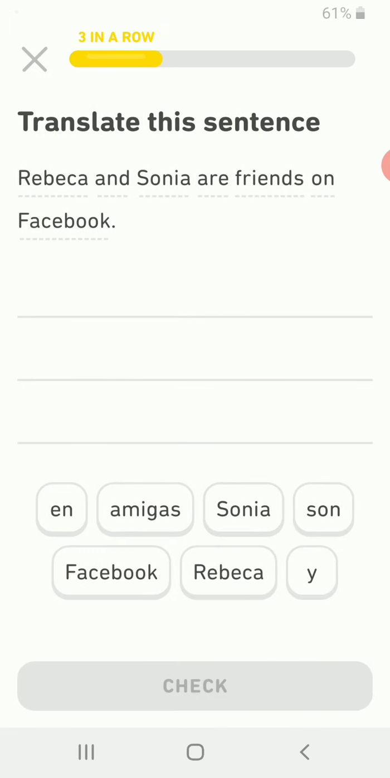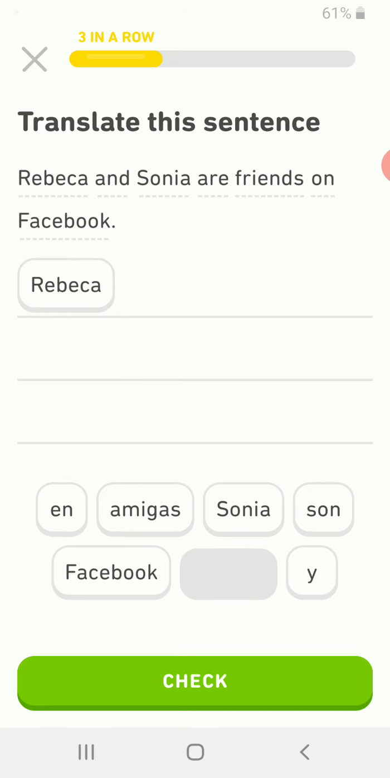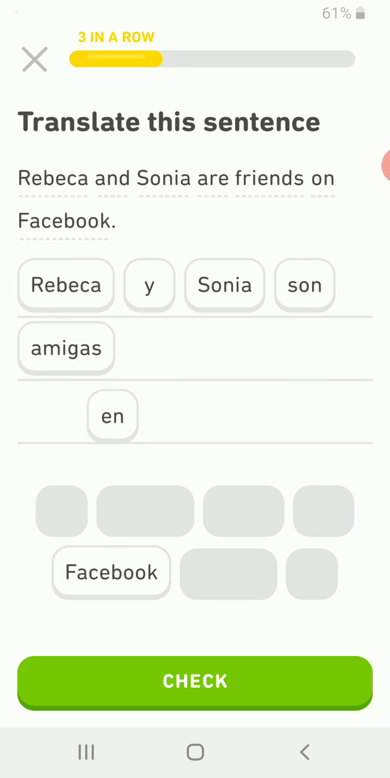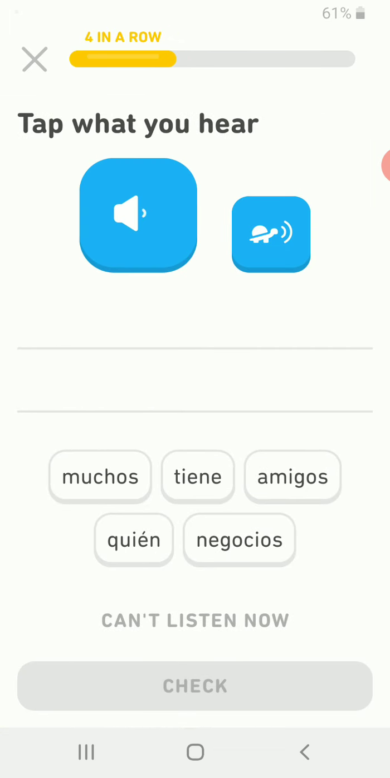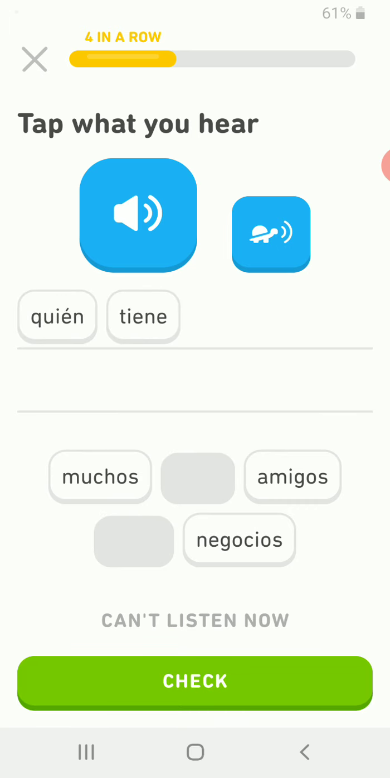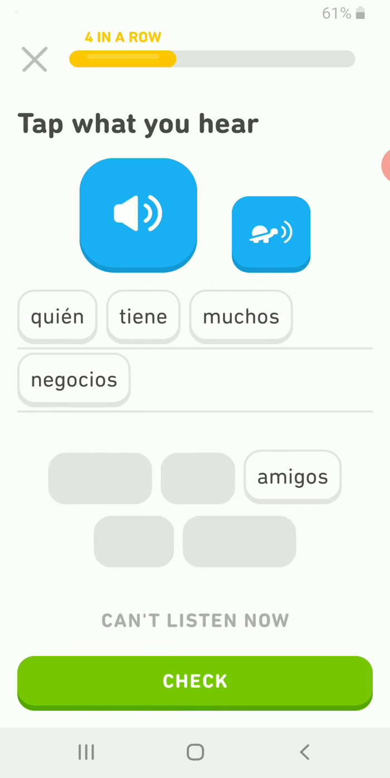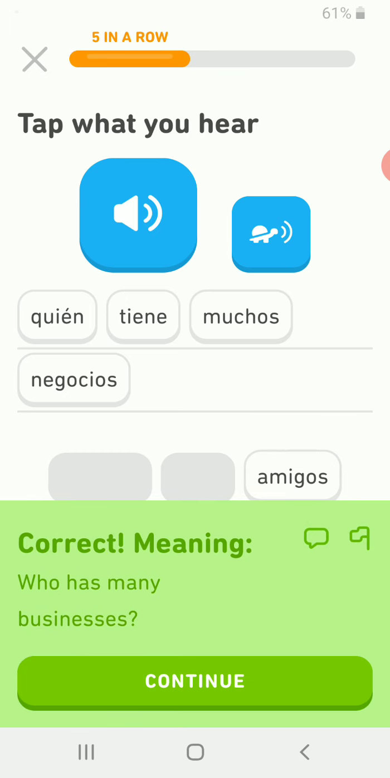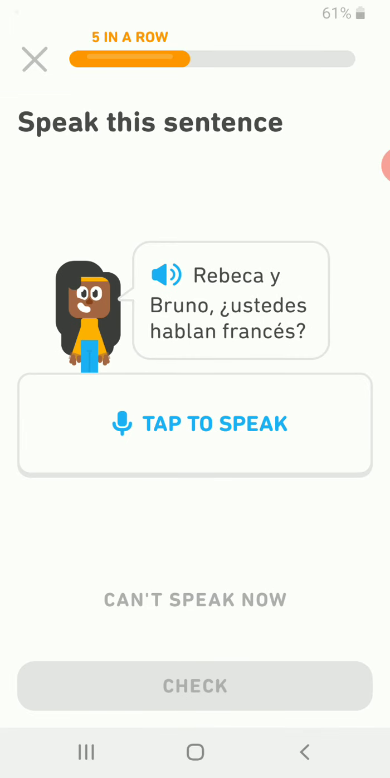And Rebecca and Sonia are friends on Facebook. So Rebecca y Sonia son amigas en Facebook. ¿Quién tiene muchos negocios? This is the question. Who? ¿Quién tiene muchos negocios? So who has a lot of businesses? Yes. Rebecca y Bruno, ¿ustedes hablan francés?